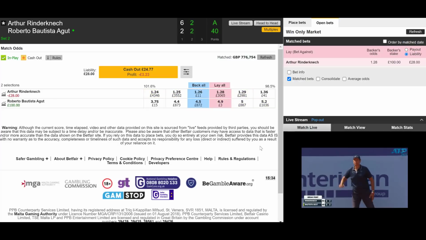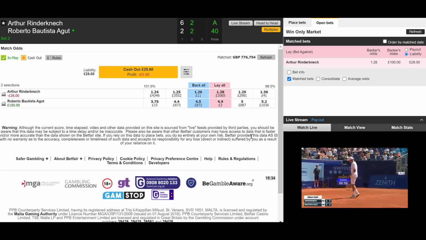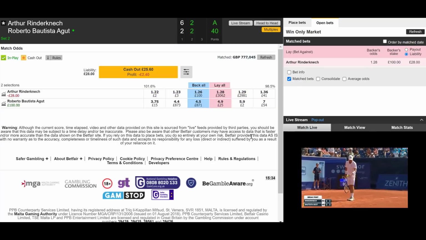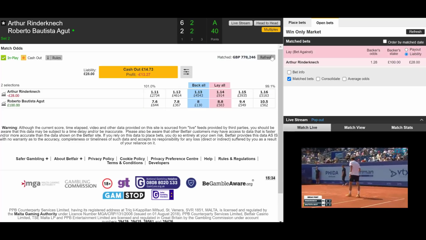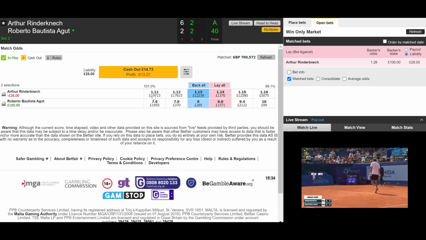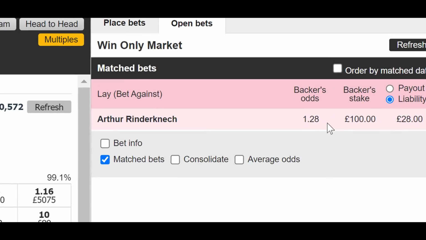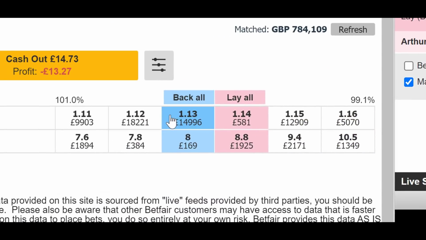But if he fails to win this point and Rindenech wins the game, then we can lay Rindenech again. Okay, and that looks like that's about to happen. Good. Yep. Very, very bad service game there from Rindenech. So you can see, look, the price has moved against us. We just laid at 1.28. It's now gone to 1.13.